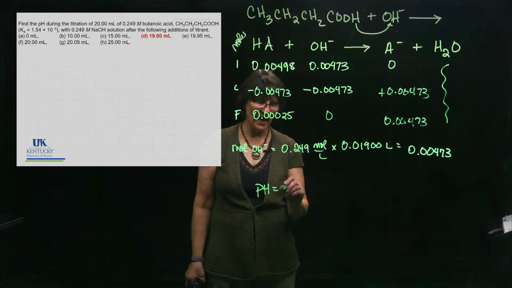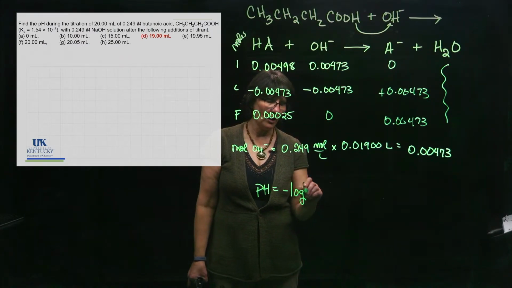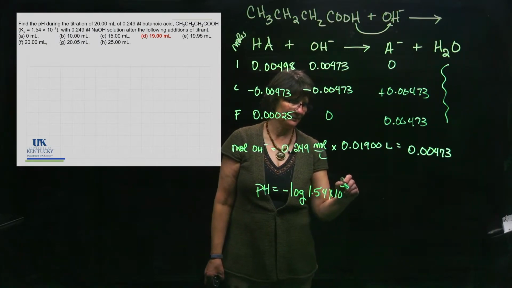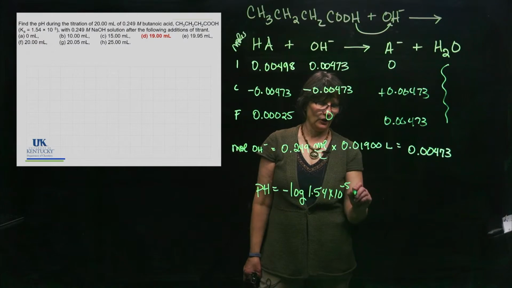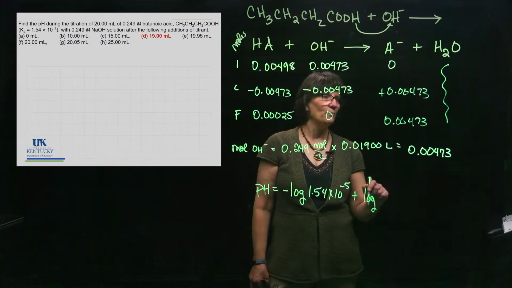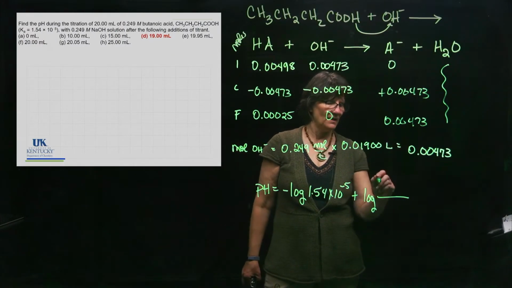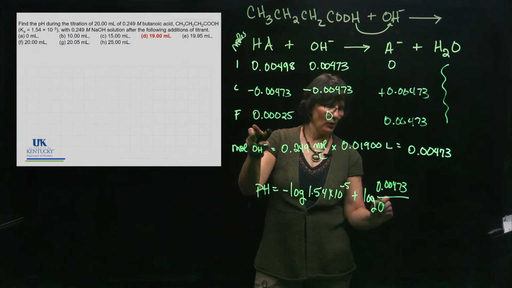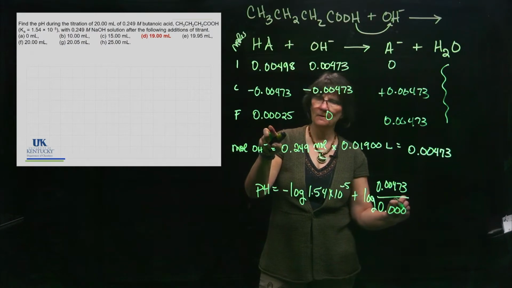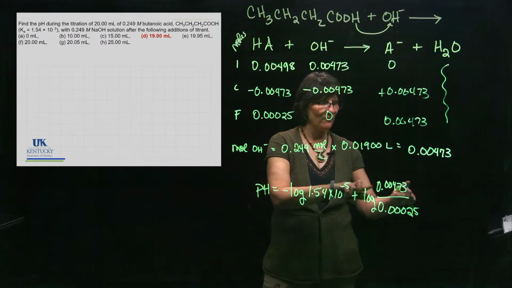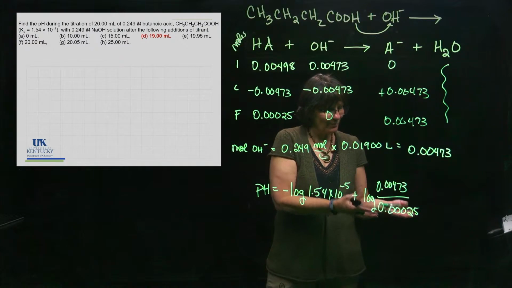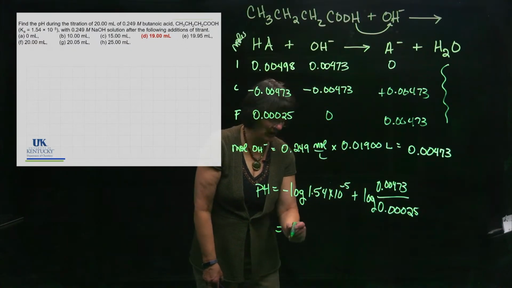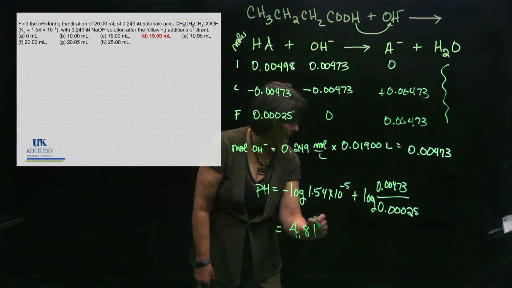pH equals pKa, which is the negative log of the 1.54 times 10 to the minus 5, plus the log of the moles of the base, 0.00473, and the moles of the acid. So once again, we have more base than acid, so expect this value to climb here. The negative log of this number we have seen already in a couple of our problems.